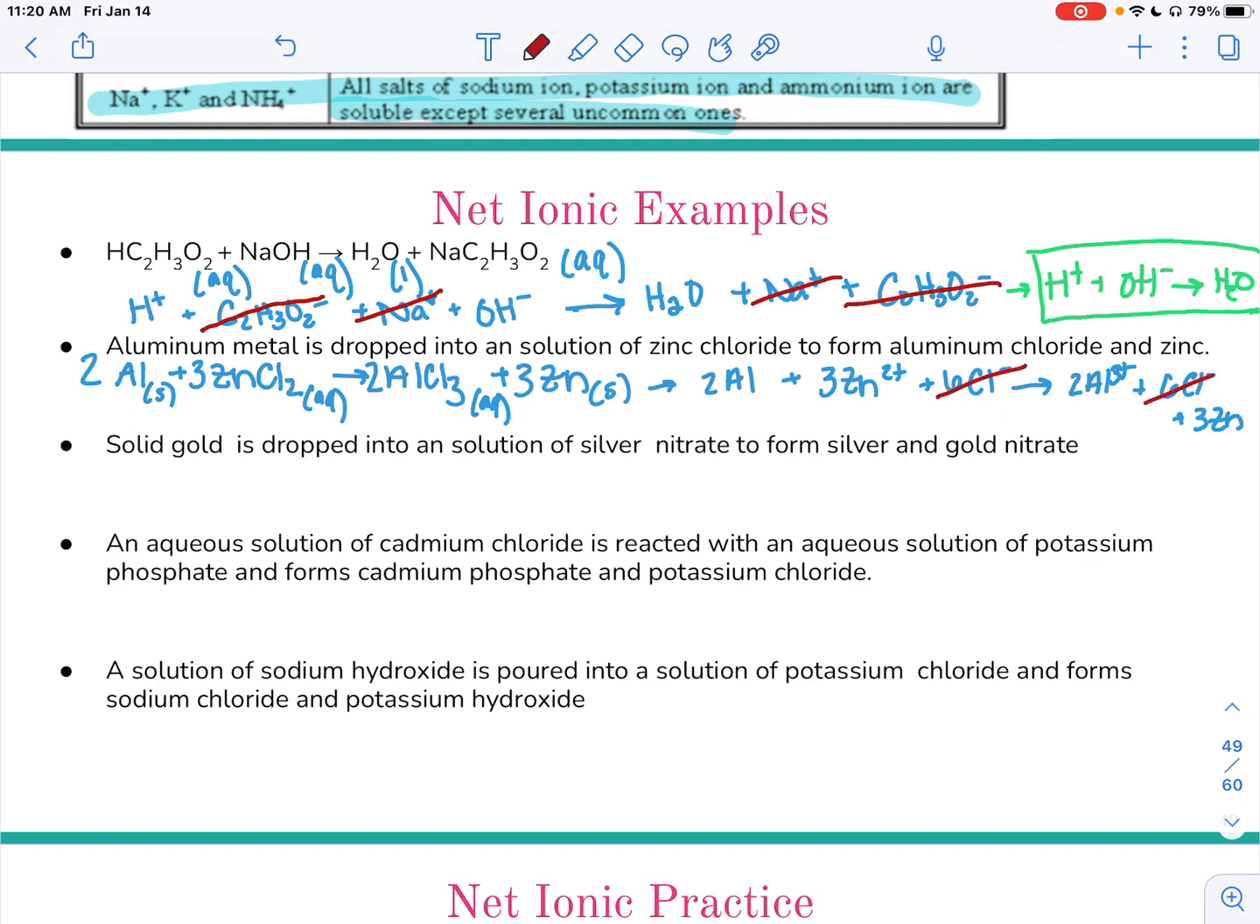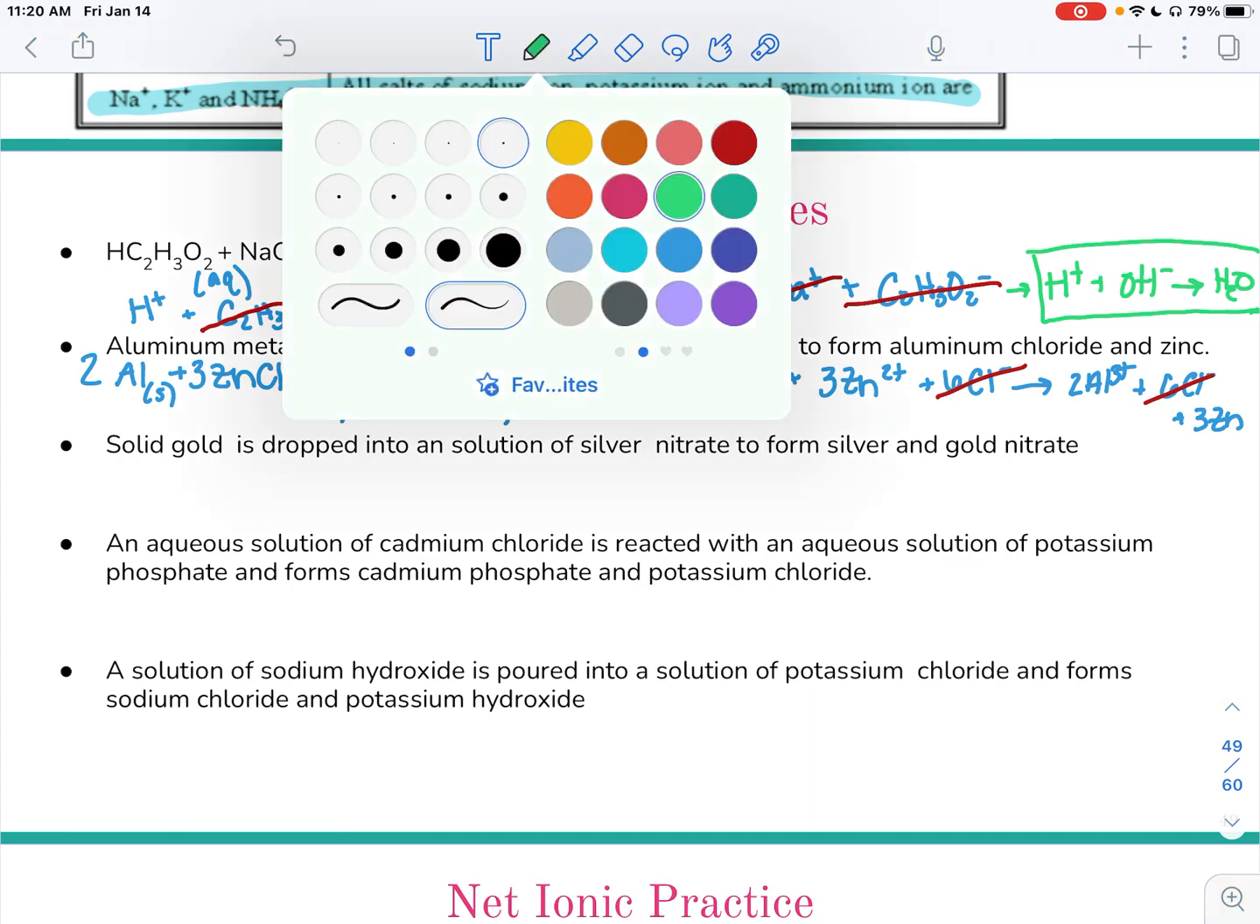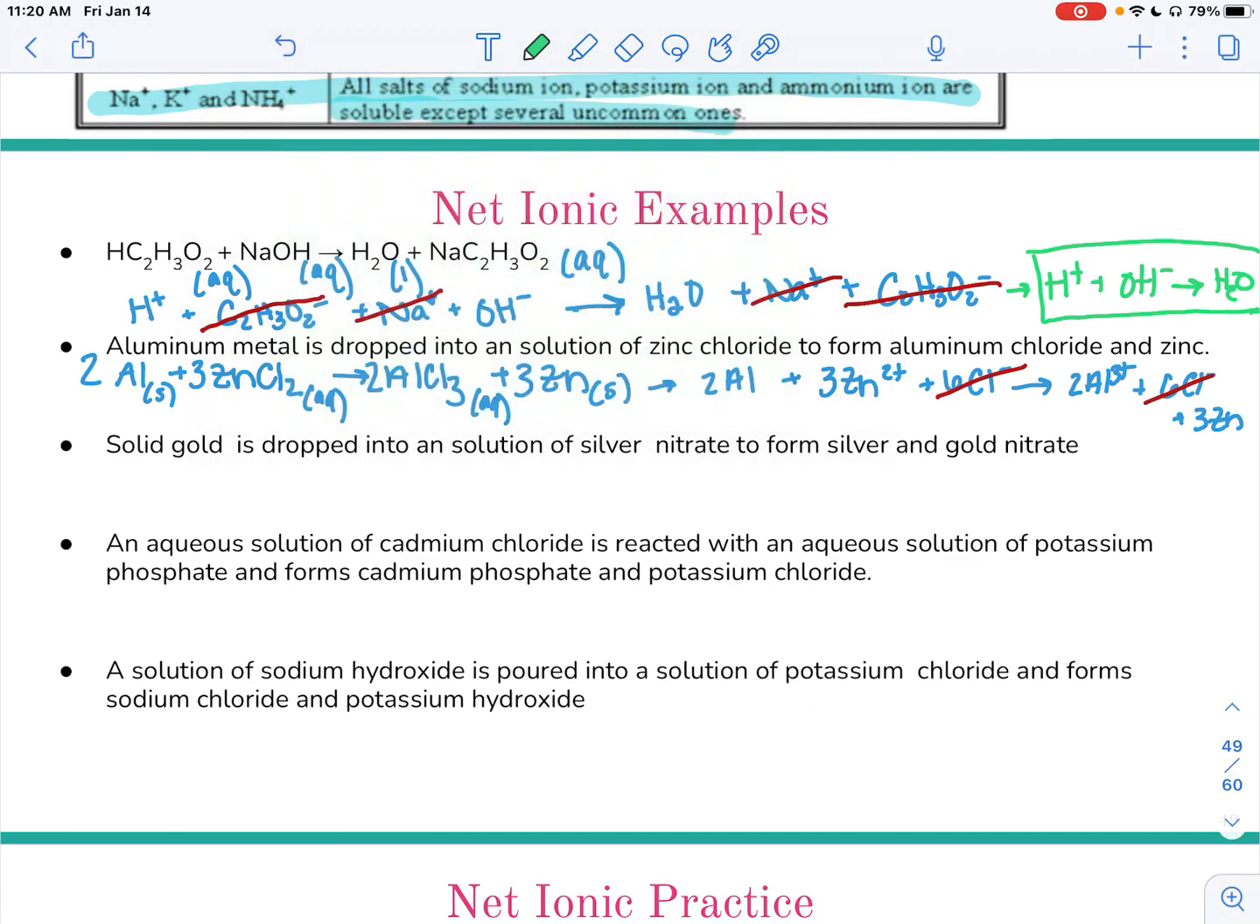And then we write our new net ionic equation, which is just whatever we have left that we didn't cross out. So 2Al plus 3Zn2 plus gives us 2Al3 plus 3Zn. And you'll notice that this is balanced because we balanced at the beginning. So if you balance at the beginning and then just pay attention to your coefficients and subscripts, it will work out in the end.